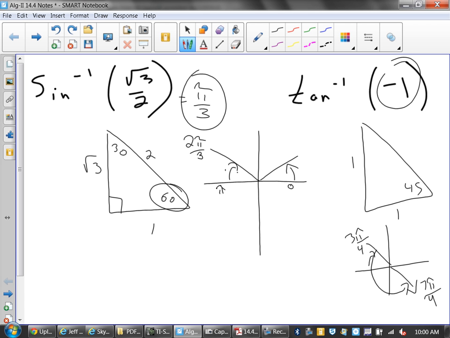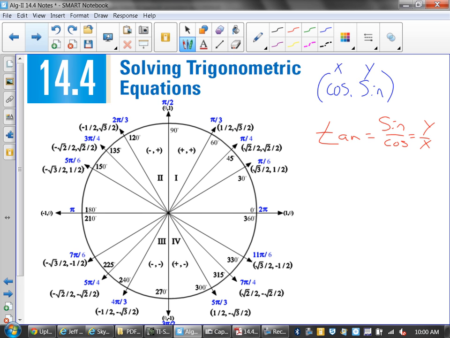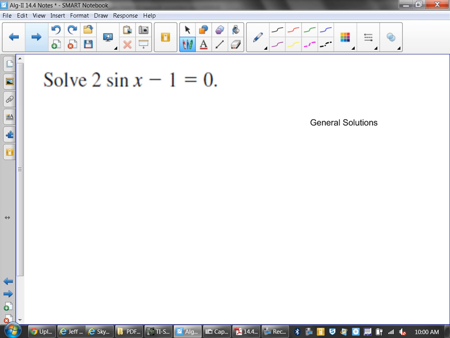We've done these problems. What's going to be different today is that it's going to start by looking like this. Solve an equation. You're going to solve the equation, and we're going to talk about what are called general solutions. There's going to be two types of solutions that we're going to look at. We're going to look at general solutions, or we're going to look at it in terms of one revolution.